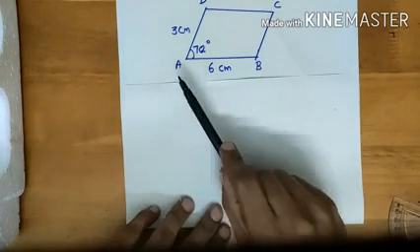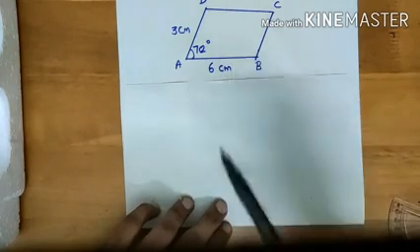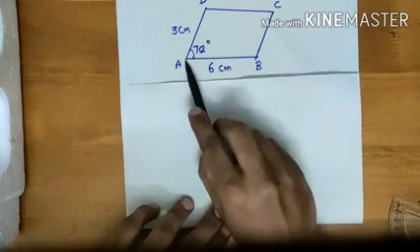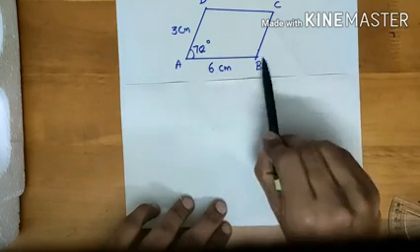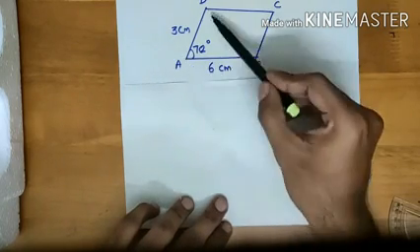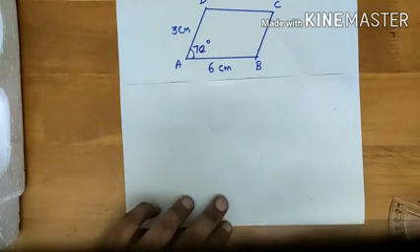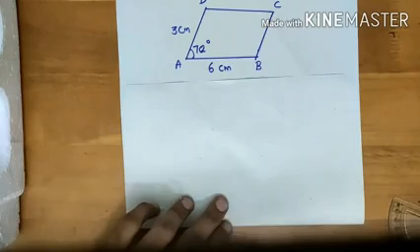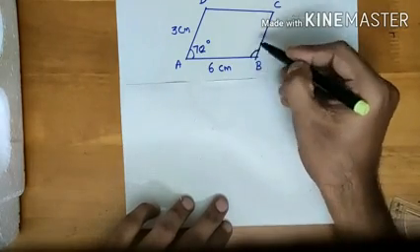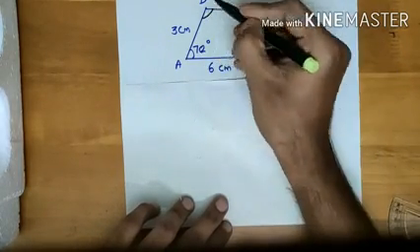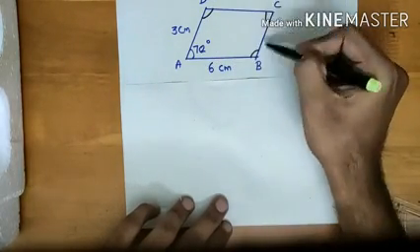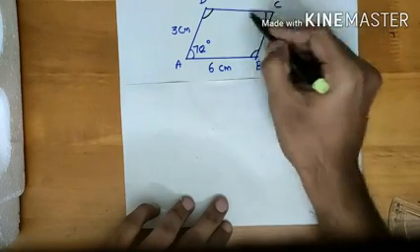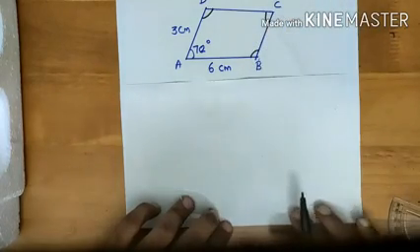ABCD. You can see a parallelogram ABCD here. The lengths of two sides are given: AB equal to 6 centimeter and AD equal to 3 centimeter. And angle A is also given: angle A equal to 70 degree. Then can you find the remaining three angles and the length of these two sides?